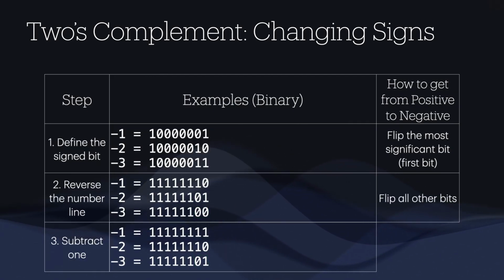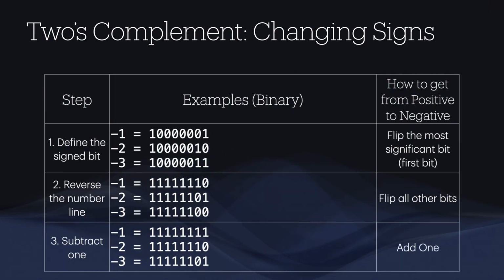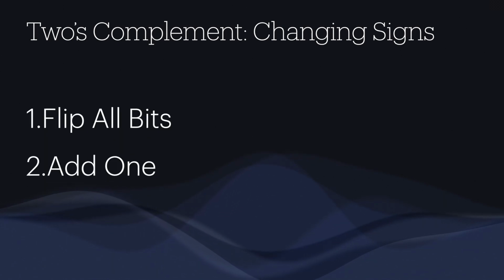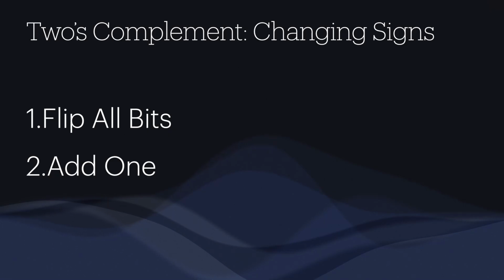So the actual rule that we should be taking away from this is that you need to add 1 to the binary at the end. We now have a process for converting from positive to negative. All we need to do is flip all of the bits, then add 1.